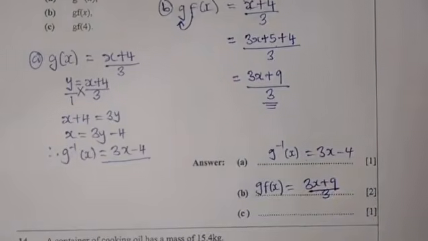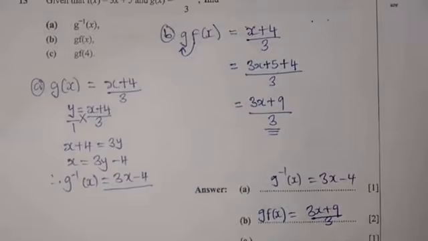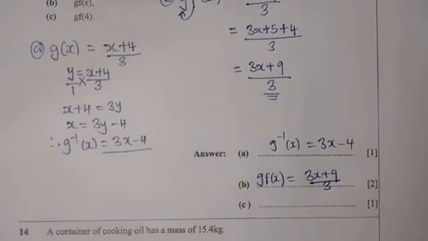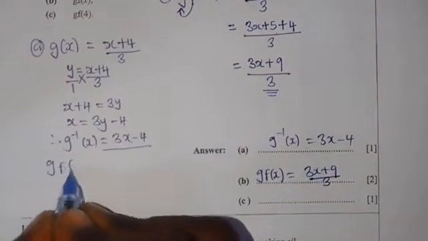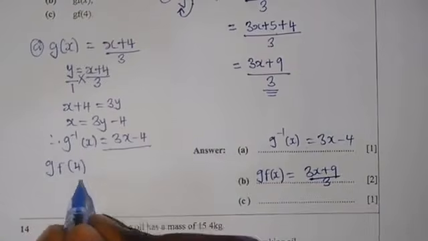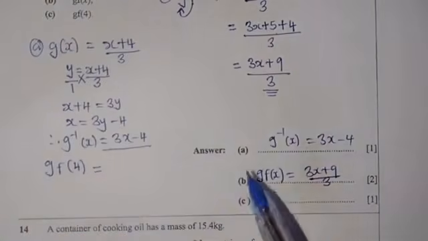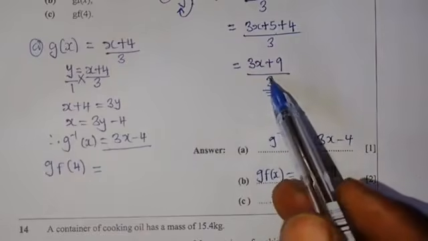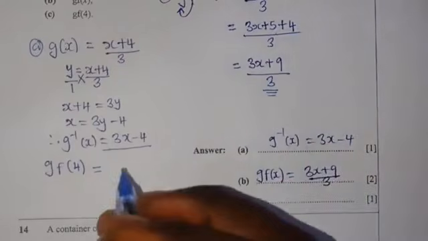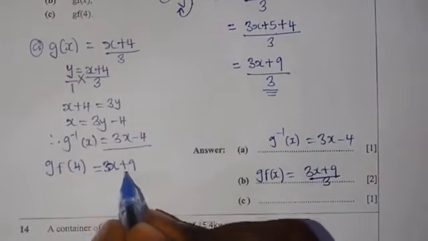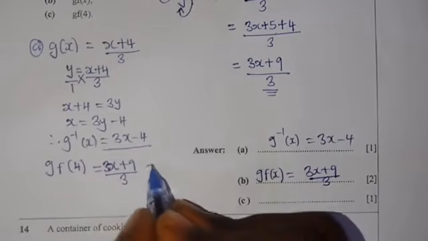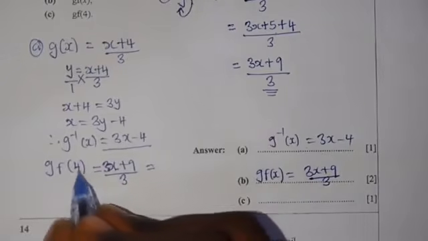So let us now move on to our question C. So our question C is very simple. They are just saying we need to find the gf of 4. So now to find this one, we are going to use this gf function because we have already found it. Okay, so we write (3x plus 9) over 3. So right here there is x, we are going to put this 4.